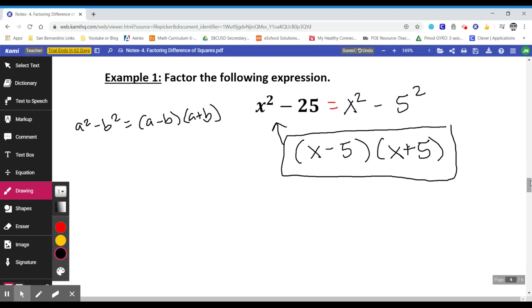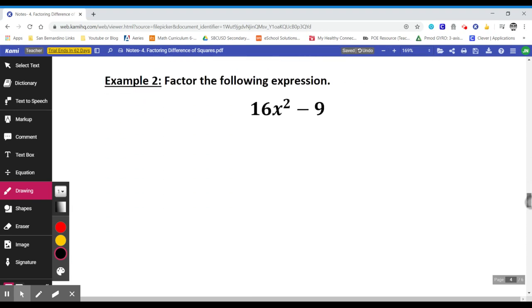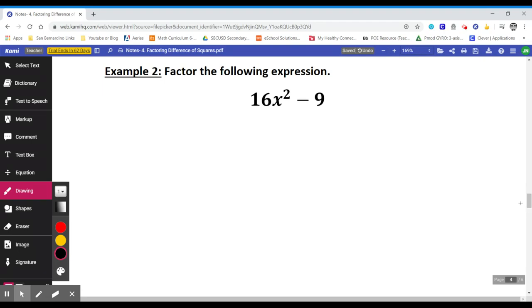Done deal. Okay, so example number 2. That's all there is to it. Let's say you wanted to factor out this polynomial here. In this case, we have a binomial to the power of 2. And then we have a minus in the middle. So technically, this is a difference of two squares. Why do I know that's a difference of two squares? Because I know that I can take the square root of this and get a nice answer. And I know that I can take the square root of that and get a nice answer.